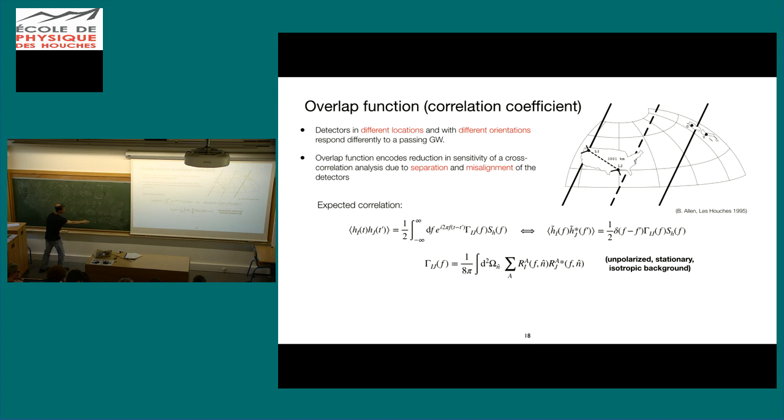So we've got 1 over 16 pi, and the delta(f minus f prime) comes outside because there's no integral over f. This delta_AA prime is going to kill one of the sums here, so one of the sums will go away. Then one of the integrals goes away because n and n prime have to be the same. So we'll have an integral d2 omega n, sum over A, R_iA(f, n) over 16 pi, R_jA star(f, n), and then S_H of f.